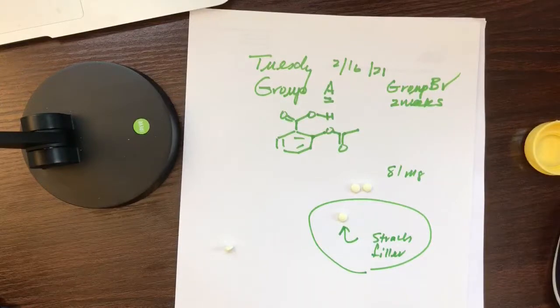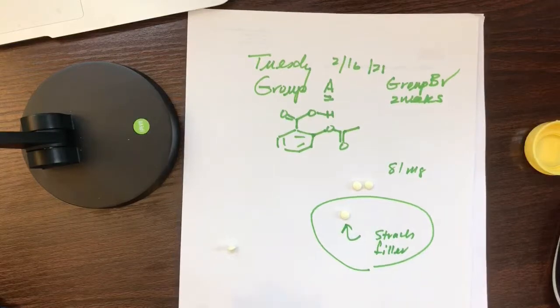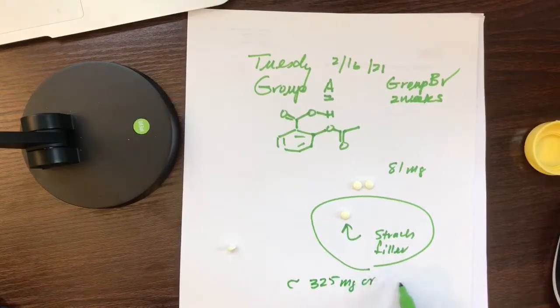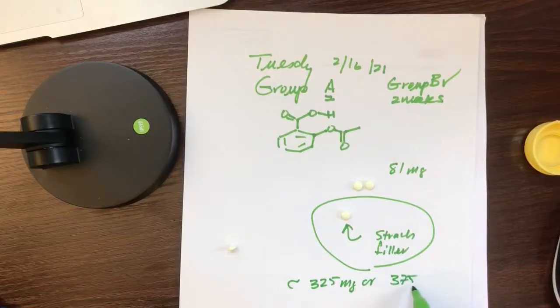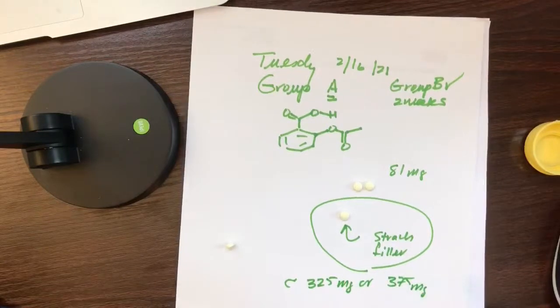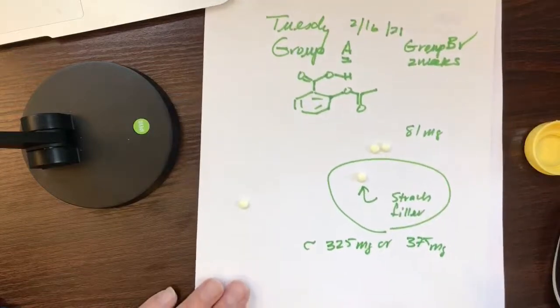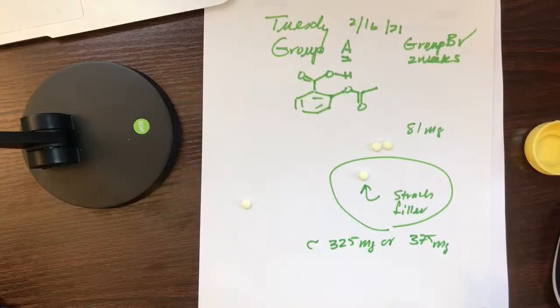So our job is to find out what's in this tablet and how much aspirin we have in this tablet. In your case in the lab, I think it's going to be a lot more than 81 milligrams, either 325 milligrams or 375 milligrams. At this point, I really don't remember. I'll put it up here so you can see. I think it's 375. So let's go look at the procedure.